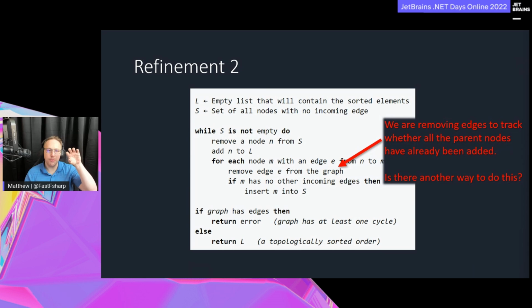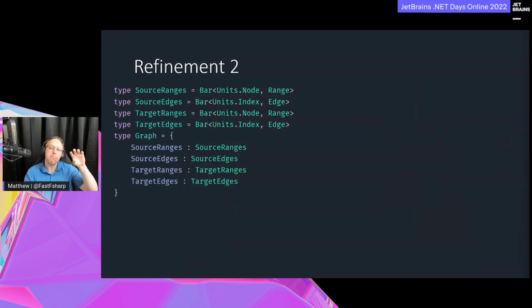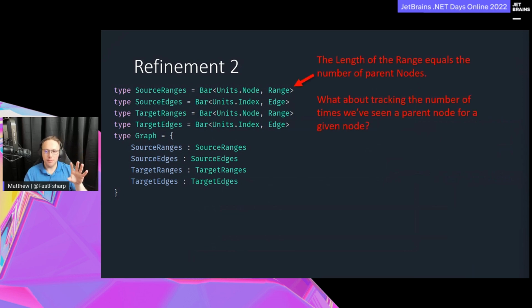Is there another way to track whether all the parents for a node have already been visited or not that doesn't involve edges? Maybe. Well, if we look at source ranges, that length that's in there tells you how many edges are pointing at a particular node. Instead of tracking edges, what if we just track the count? So that when we visit a parent, we go to the children and decrement the number of incoming edges. Like, hey, I visited a parent for this node. Decrement its source count. And when that counter reaches 0, that would indicate that I visited all the parents.